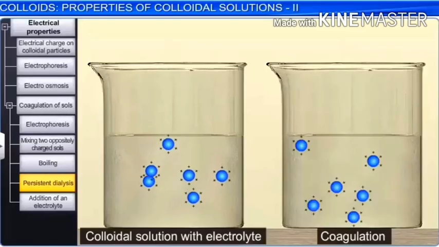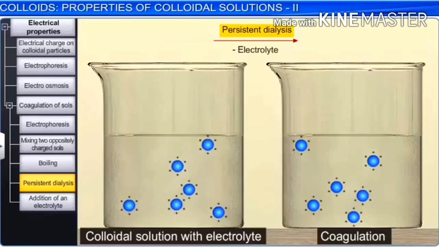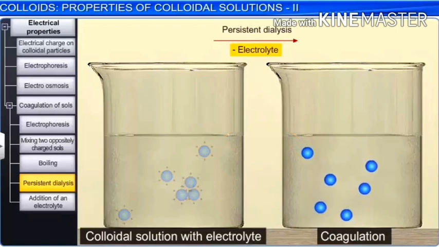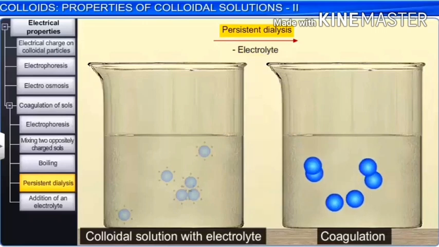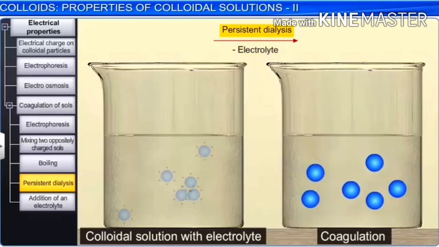The next method for coagulation is by persistent dialysis. We know that a trace amount of electrolyte is needed for the stability of the colloidal solution, because it gives charge to the colloidal particles by getting adsorbed on their surface. But if we do prolonged dialysis, it will result in the removal of the electrolyte from the colloidal solution and the removal of charge on the colloidal particles, and it will become unstable and get coagulated or precipitated.